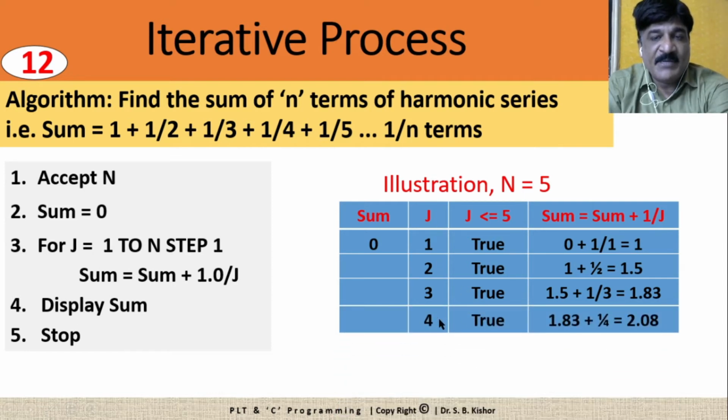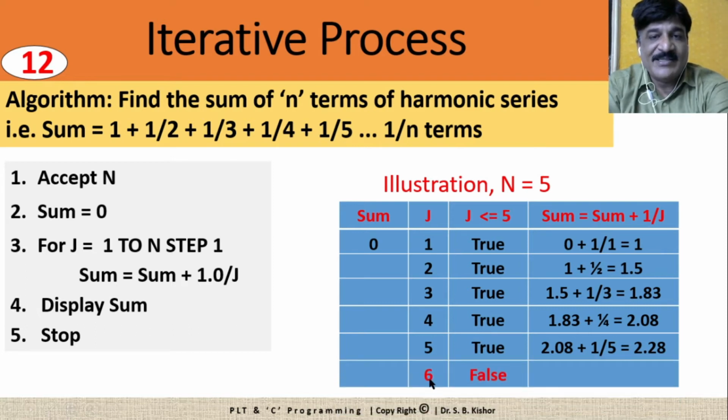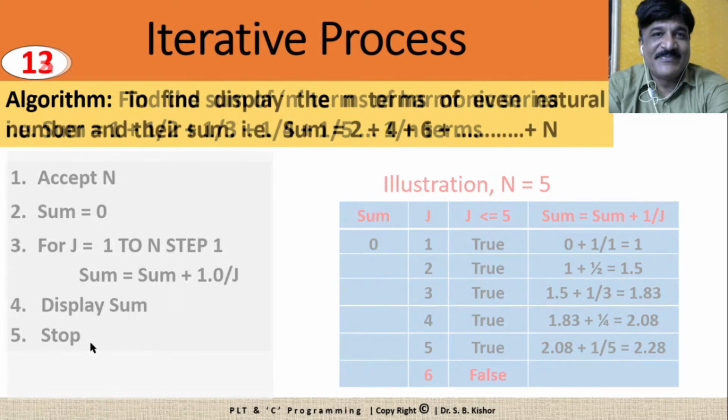Then the value of j will become 4. The condition is still true. So previous sum plus 1 divided by 4. So it's 2.08. Then the value of j will become 5. The condition is still true. 5 is less than 5? No, it's equal. So the condition is true. So previous sum plus 1 divided by 5. So the overall result is 2.28. Now the value of j will become 6. So 6 is less than 5? No, the condition is false. So control will be transferred to this part. It means it is going to display the sum, that is 2.28, and stop.